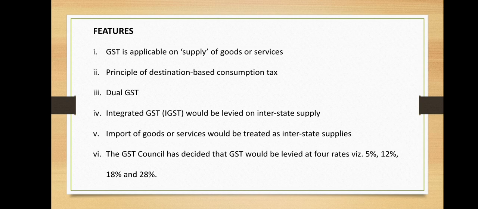The GST Council has decided that GST would be levied at four rates: 5%, 12%, 18%, and 28%. The schedule or the list of items that would fall under each of these slabs has been worked out. In addition to these rates, a cess would be imposed on demerit goods to raise resources for providing compensation to states, as states may lose revenue owing to the implementation of GST.